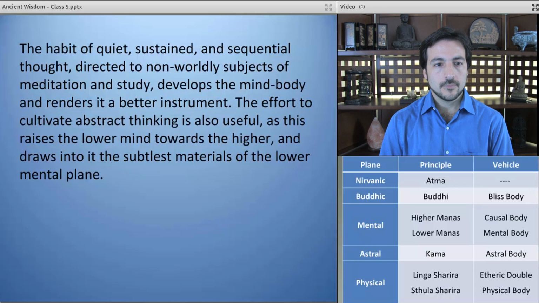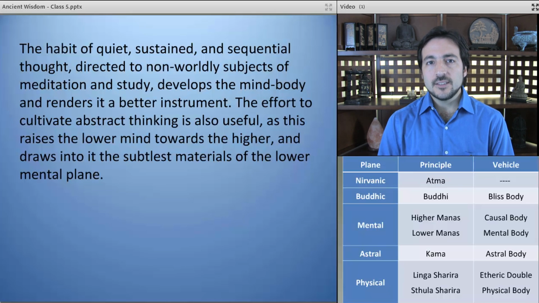The habit of quiet, sustained, and sequential thought directed to non-worldly subjects of meditation and study develops the mind-body and renders it a better instrument. The effort to cultivate abstract thinking is also useful, as this raises the lower mind towards the higher and draws into it the subtlest materials of the lower plane. So, our daily life is constantly drawing our mind to very concrete things. And the matter that is needed to think about these things is the lowest matter of the mental plane.